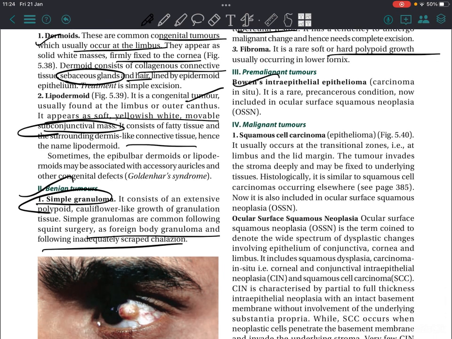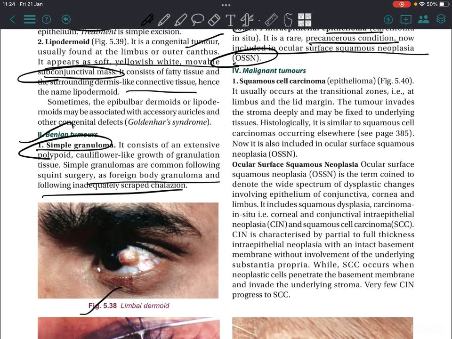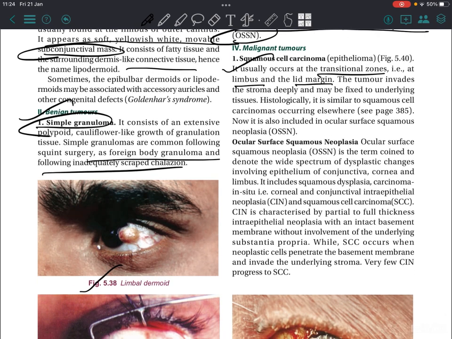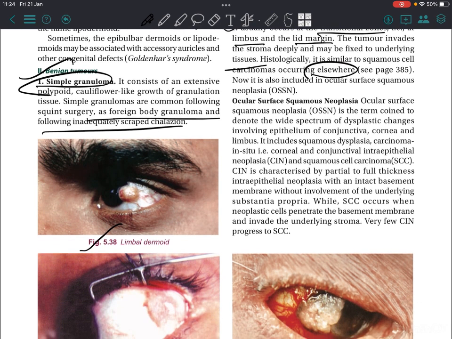Premalignant tumor, Bowen's intraepithelial epithelioma, carcinoma in situ. Rare precancerous condition now included in ocular surface squamous neoplasia. Squamous cell carcinoma. It usually occurs in the transition zone, that is at limbus, the lid margin, and the tumor invades the stroma deeply and may be fixed to underlying tissues. Histology, it is similar to squamous cell carcinoma occurring elsewhere. Now it is also included in ocular surface squamous neoplasia.